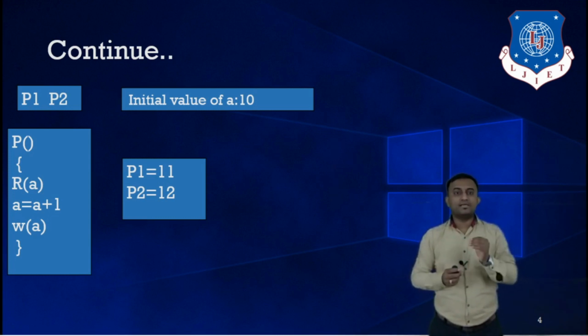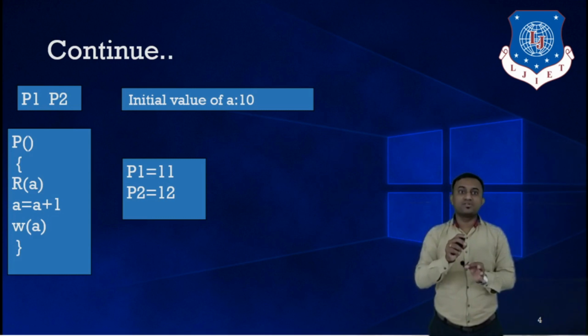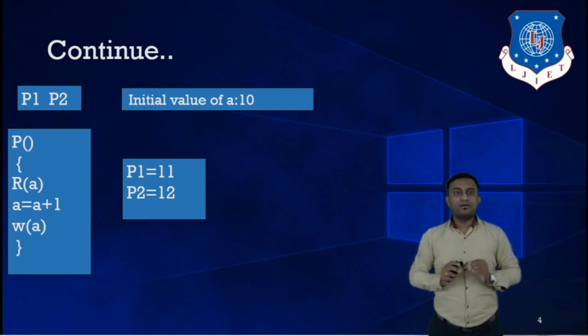This means there is a systematic order in which these two processes are executing. In that case, it won't lead to inconsistency, because at a particular moment of time, even though A is a shared resource, we are accessing it in a mutual exclusion fashion. That's why it won't lead to inconsistency. How? In this example, P1 is executed successfully, and now P2 will start its execution.